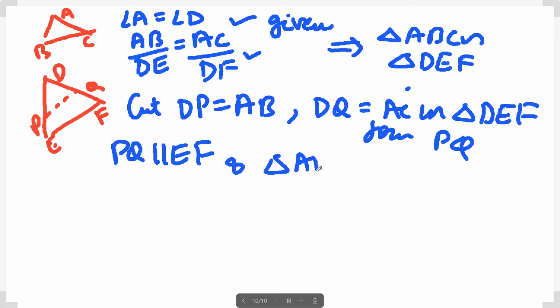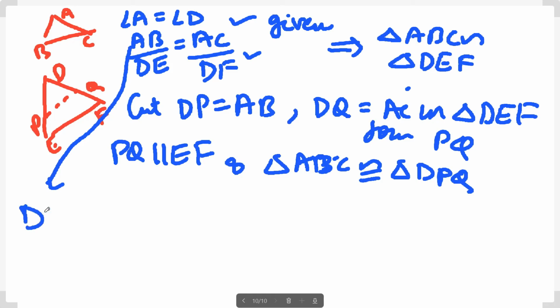And triangle ABC is congruent to triangle DPQ. You know how, right? Do you want me to show again? DP by DE is equal to AC by DF. What does this prove? DP by DE is equal to DQ by DF.